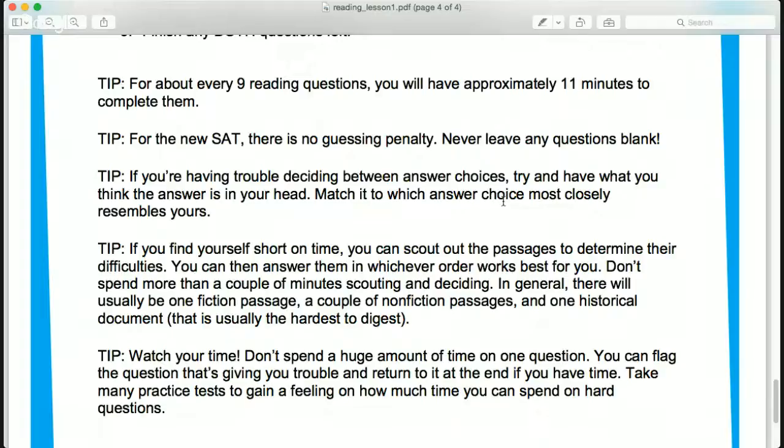If you find yourself short on time, you can scout out the passages to determine their difficulties. You can then answer them in whatever order works best for you. Don't spend more than a couple minutes scouting and deciding. In general, there will usually be one fiction passage, a couple of nonfiction passages, and one historical document, which is the hardest to digest. So you probably don't want to start with the historical document if you know that you have trouble finishing questions in time.